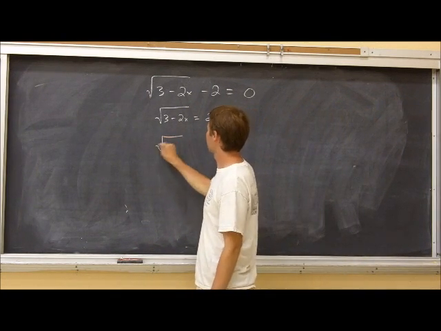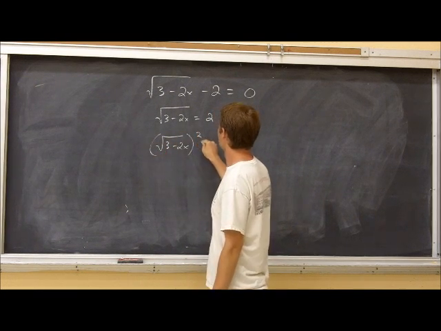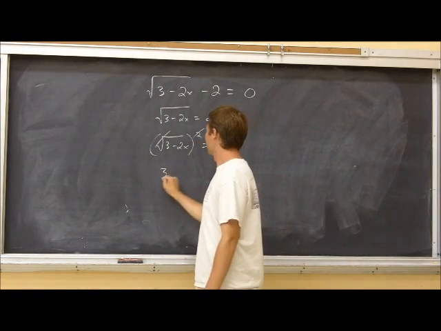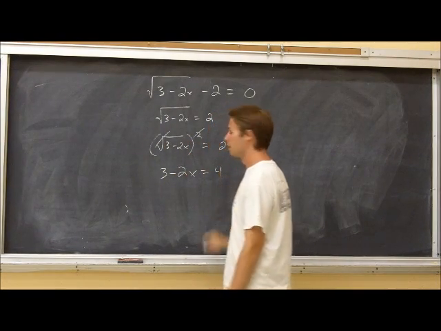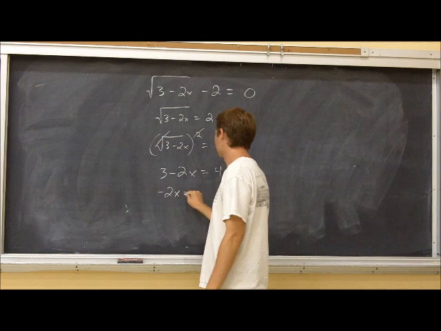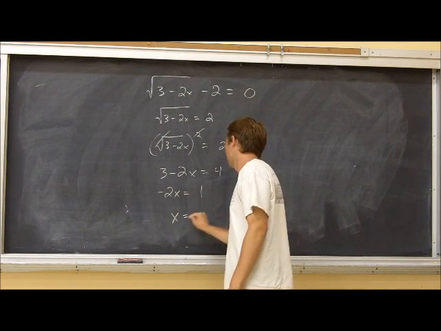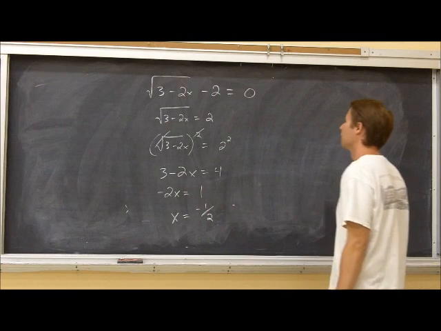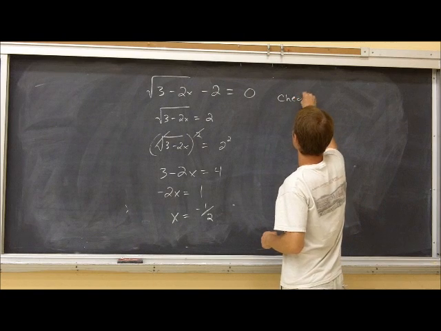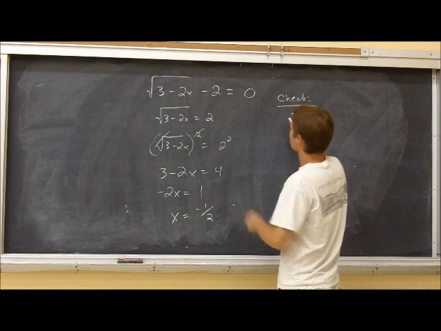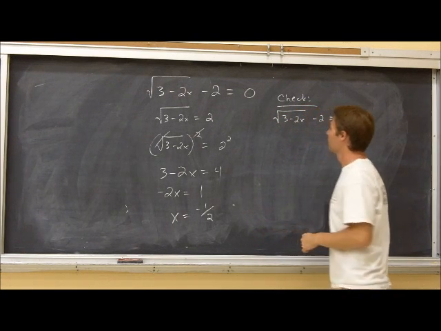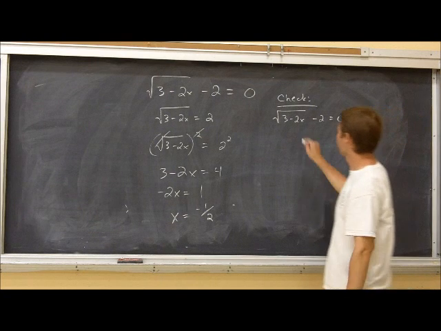Now when I square both sides, the radical will go away. This square root and that square will cancel out. I'll get 3 minus 2x is equal to 4. And so that means I can subtract over the 3, and I'll get minus 2x is equal to 1. So x is equal to negative 1/2. And of course, we have to check this because we did some squaring here. So we need to see if this answer is legitimate. So we're going to plug this back into the original equation before we did anything to it. Let's plug in x equals negative 1/2 to check.